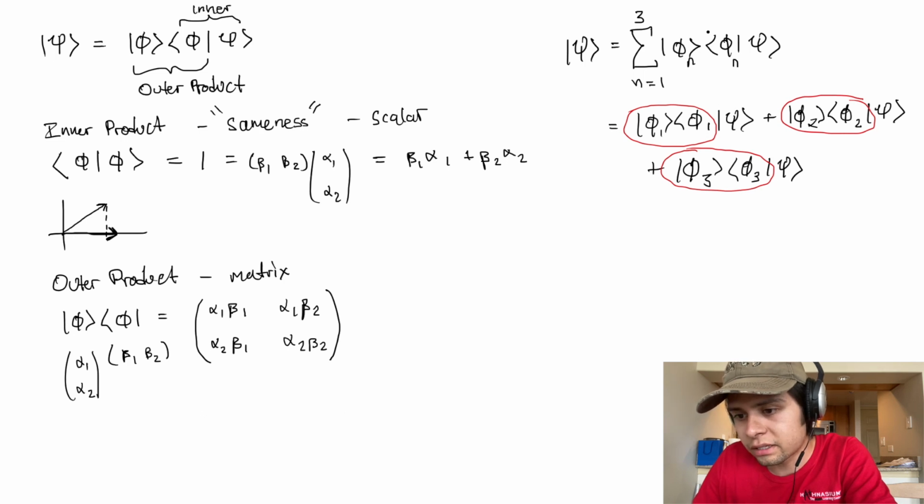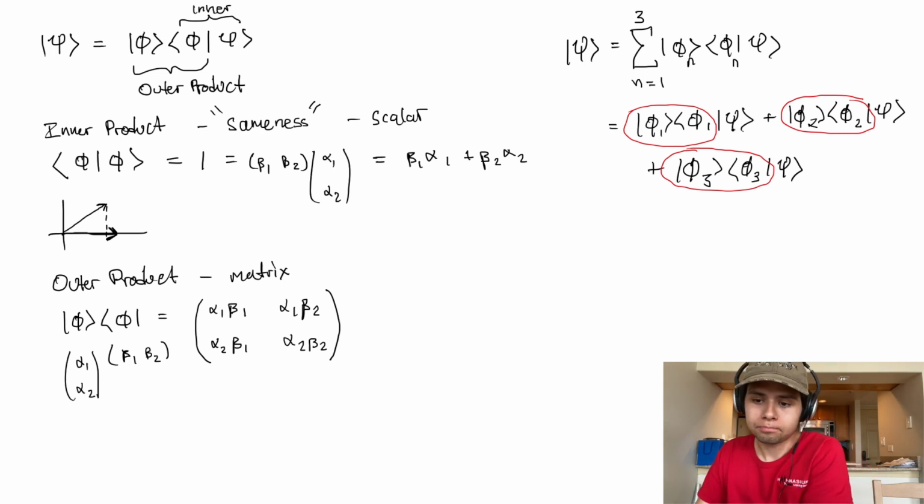we basically have this unitary matrix. This is a unitary matrix because these two are the same, these two are the same, and these two are the same. Okay, and we're writing this state in terms of these simpler states. Okay. So that's the outer product and the inner product.